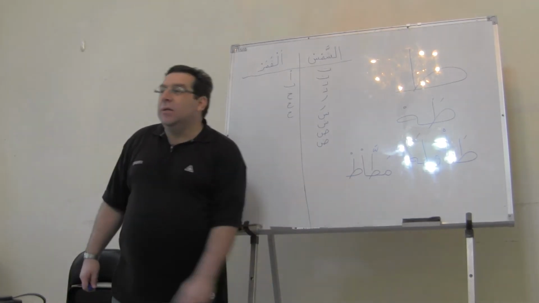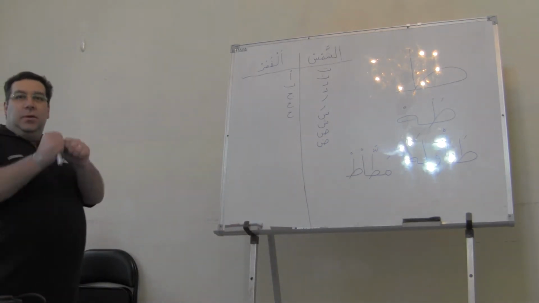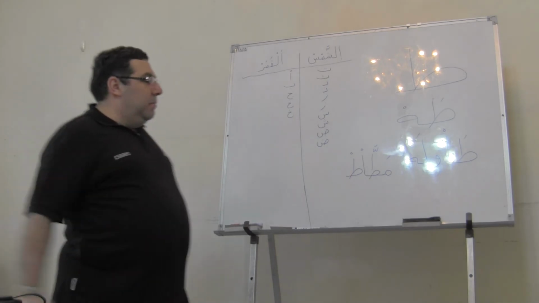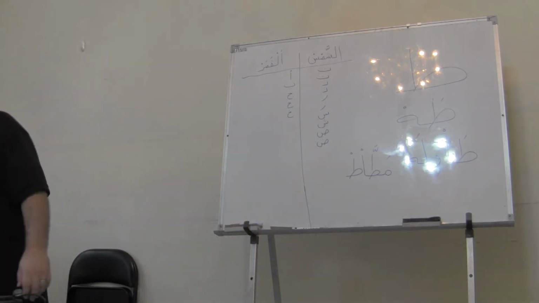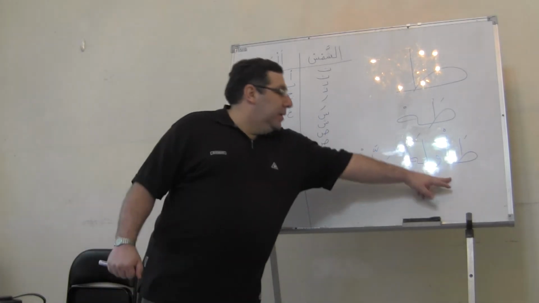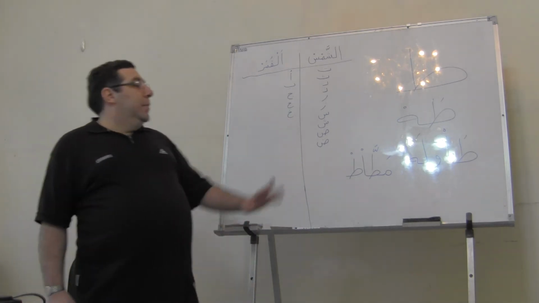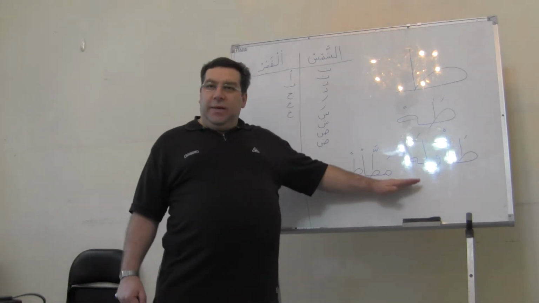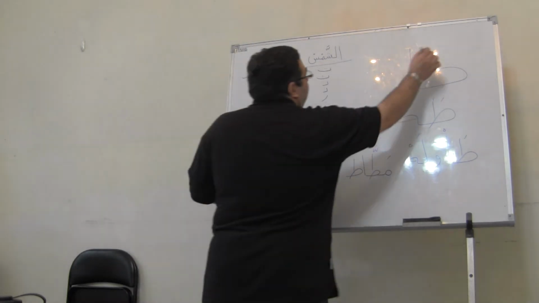And mata means rubber, the eraser. You know the rubber, right? Matato. So this is ta at the beginning, at the middle, at the end. Now, the second letter related to this group is exactly the same, but we have a dot here.